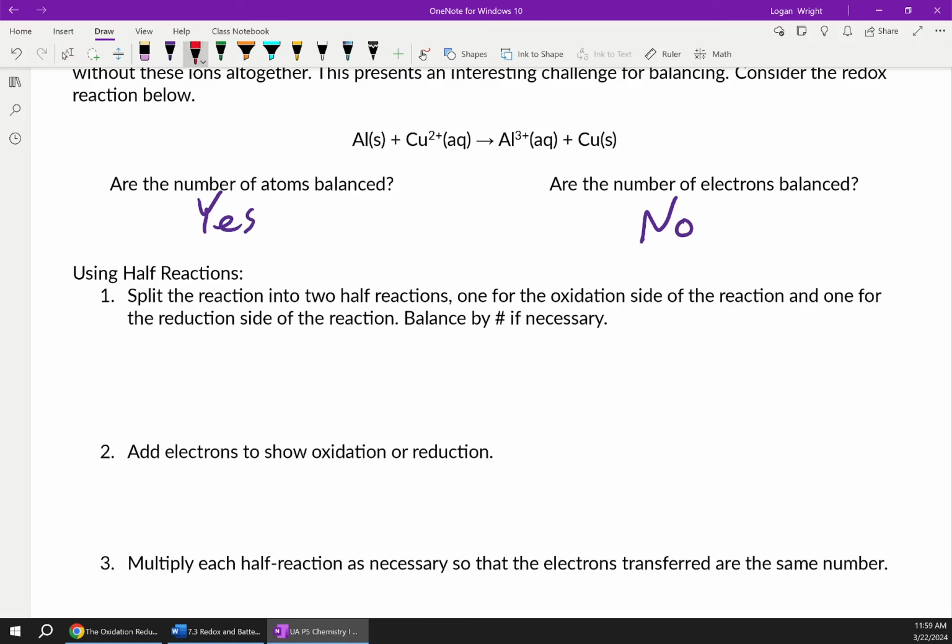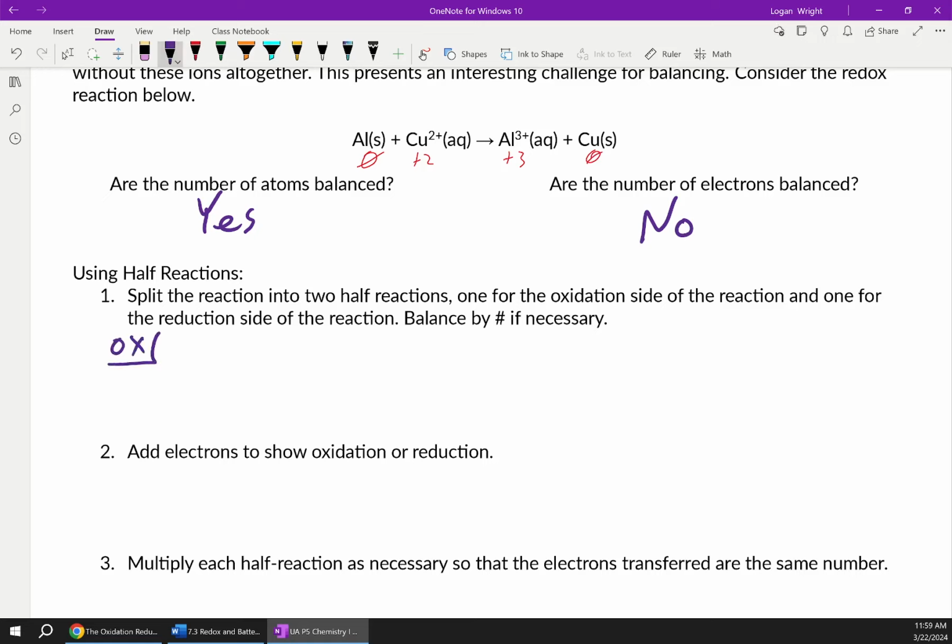First, let's assign some oxidation numbers. Pure aluminum has what? 0. Copper ion has what? Oh, sorry, +2. Aluminum ion? +3. Copper pure? 0. All right, I want to split it between oxidation and reduction.